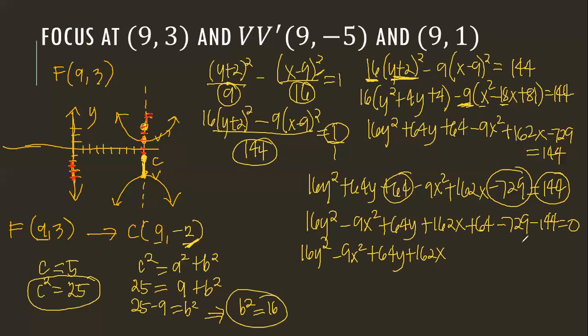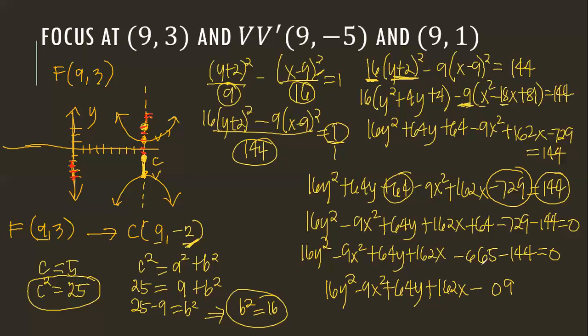So 36 is 665. That is negative 665 minus 144 equals 0. So we have 16y squared minus 9x squared plus 64y plus 162x. Negative 665, just add the number, then copy the sign. So we have 901,809 equals 0. So this is now our general form of the equation of a hyperbola.